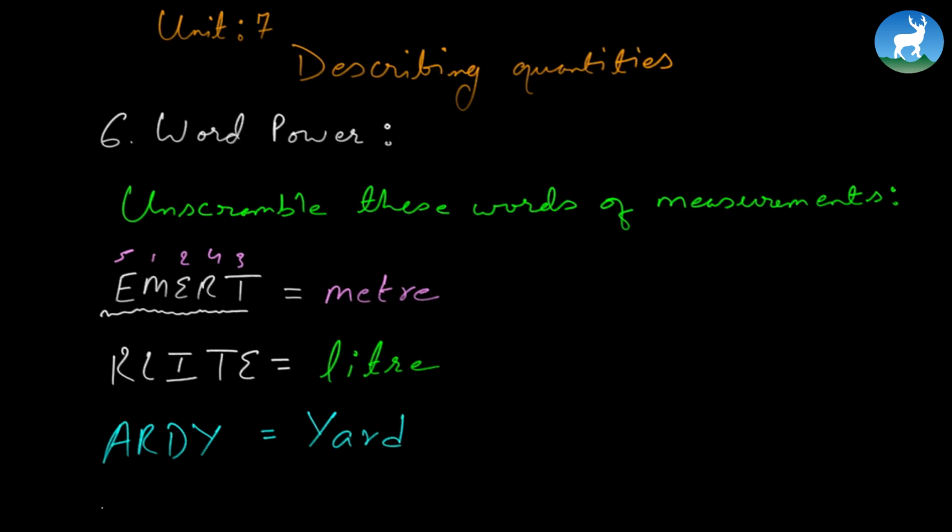Is that okay? Now here you go. C-E-N-T-I-M-T-S-R-E. I'm pretty sure you figured this out, haven't you? So let's write it like C-E-N-T-I-M-E-T-R-E, centimeter. See, this is how we unscramble all these words of measurements.